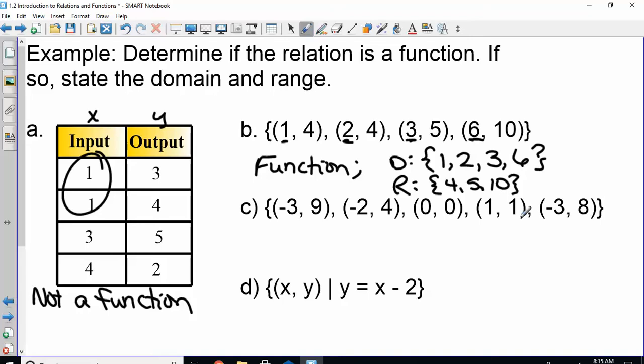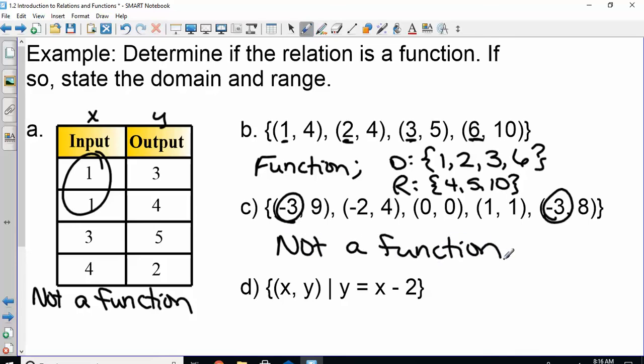Right, is C a function? No. Why? Negative 3 is repeated. Yeah. I had the same x value twice, so that would not be a function.